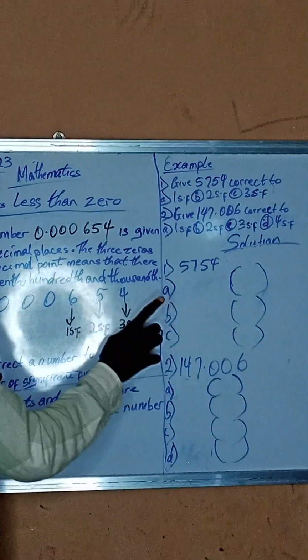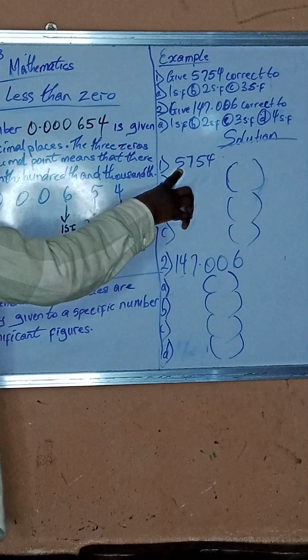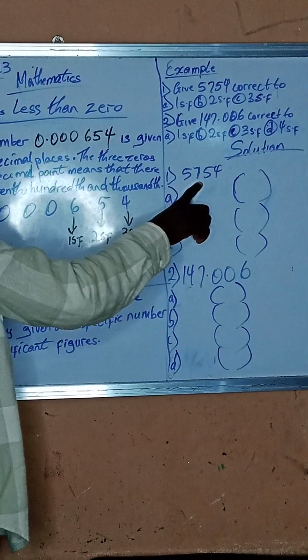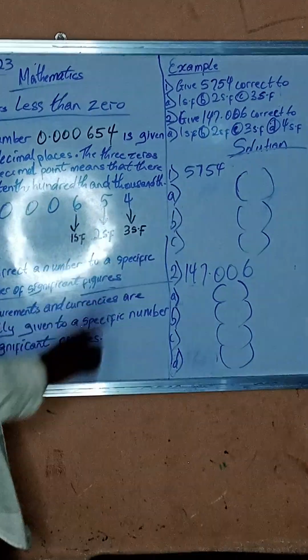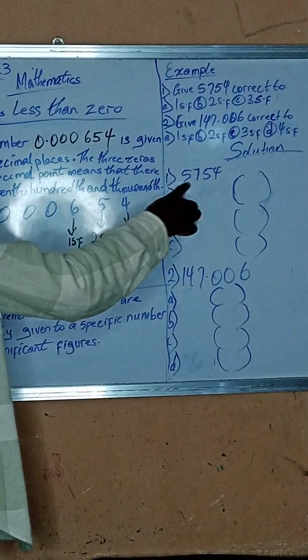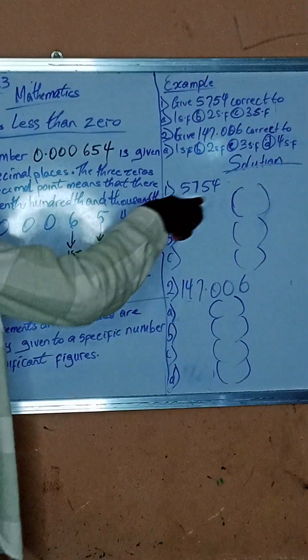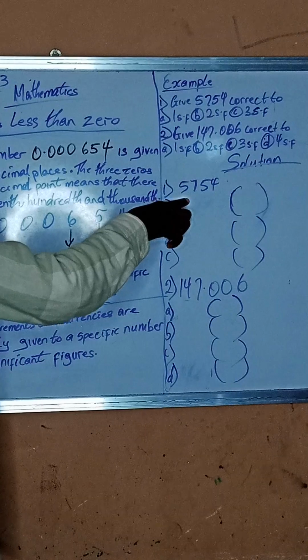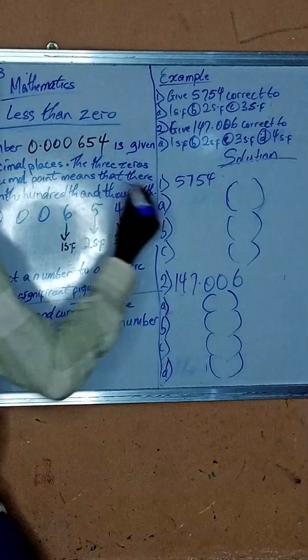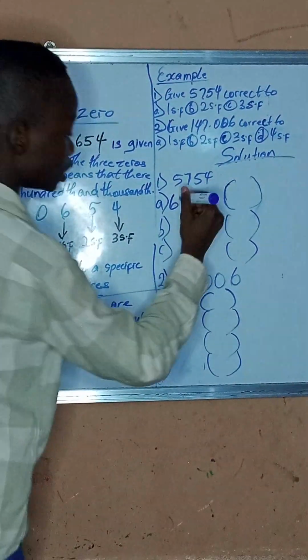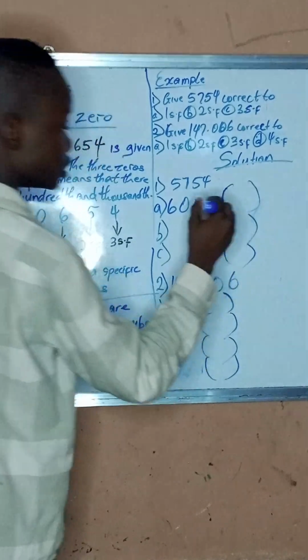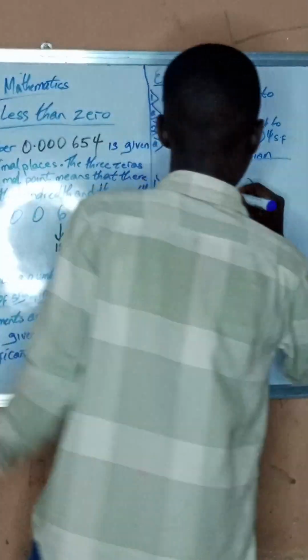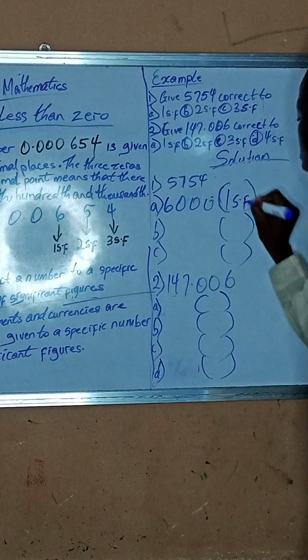Let me repeat myself. First find the significant figure that you're looking for. Then look at the decider. Then if it's 5 or more, add 1 to the significant figure. Then the remaining numbers behind that significant figure will turn to 0. So this is 6. Then 3 left. That is 0, 0, 0. Then open bracket, 1 significant figure.